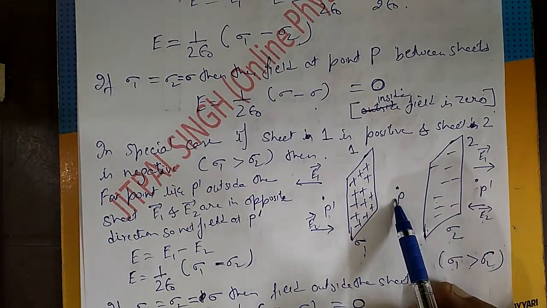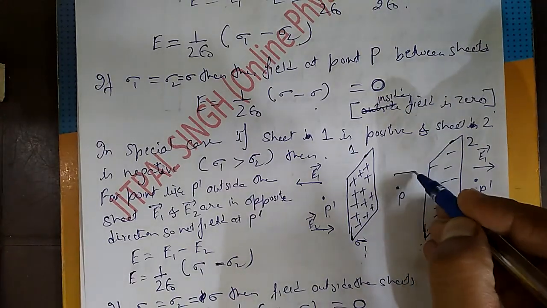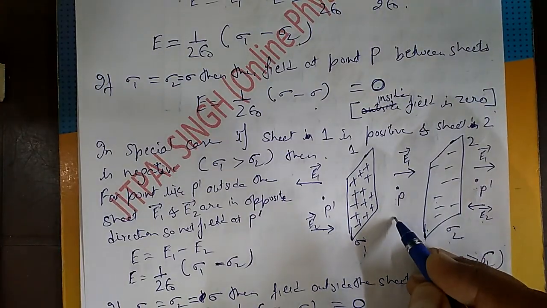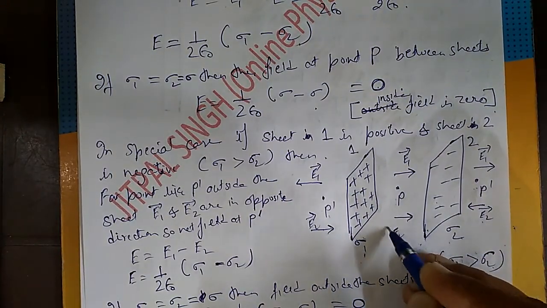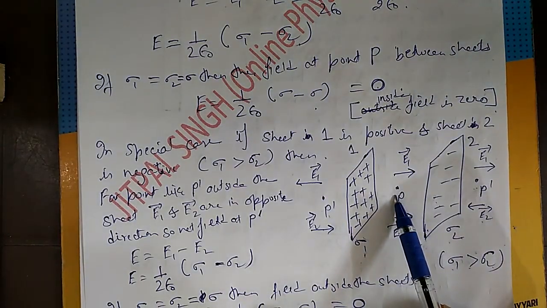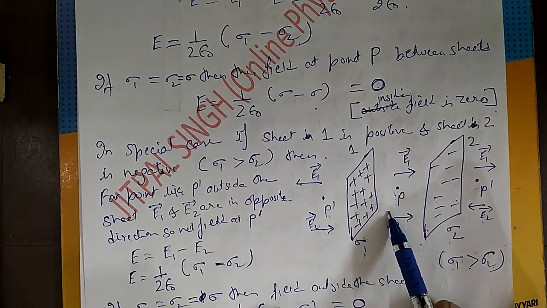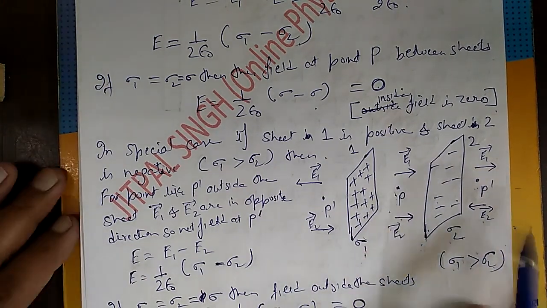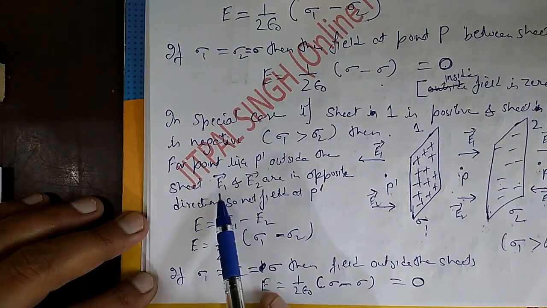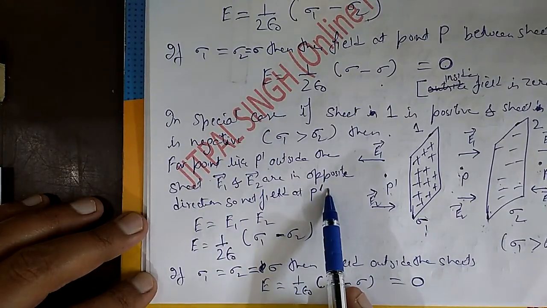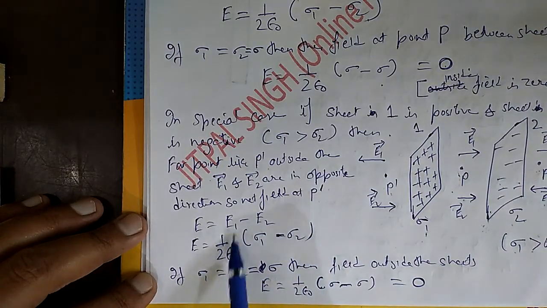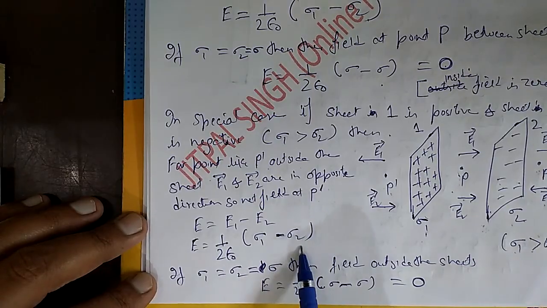For point P, the field due to the first sheet is towards the right, repulsion, and due to the second sheet is also towards the right. It is attraction. Why? A unit test charge will be attracted towards the second sheet. So for point P, we just take the sum of the two fields. Now, for a point like P dash outside the sheets, E1 and E2 are in opposite directions. So the net field at P dash is E equals E1 minus E2. So E equals 1 by 2 epsilon naught, sigma 1 minus sigma 2.